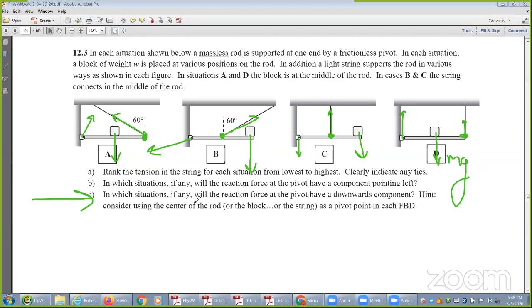I'm going to pause there and see if that makes sense or any questions. All right. And so that was the hint. Okay, I'm going to pause. What do you think?